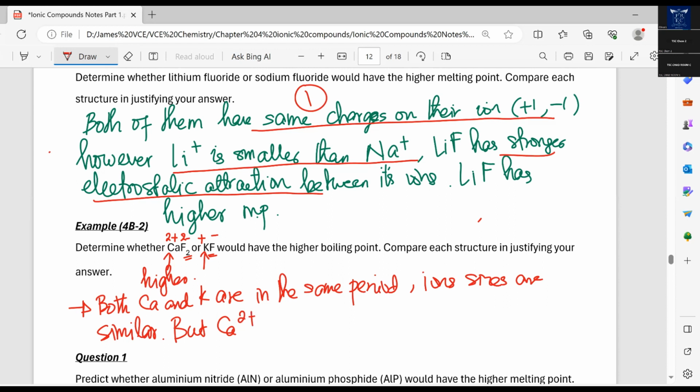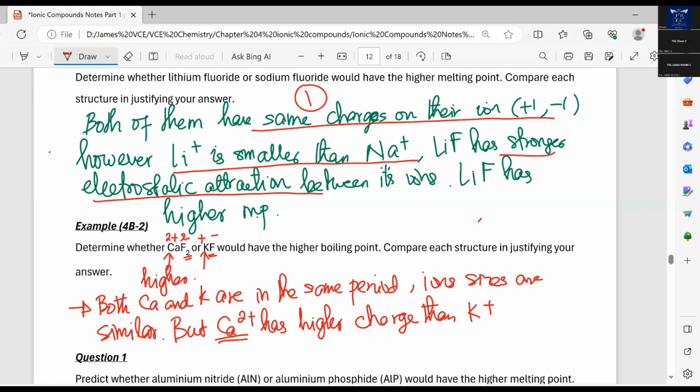Ca2 plus has higher charge than K plus, so definitely this one will have a higher melting point, right? That one. You have to think here because of the charge. Because K has only plus, right? Ca has 2. Ca is in group 2, right? Group 2.